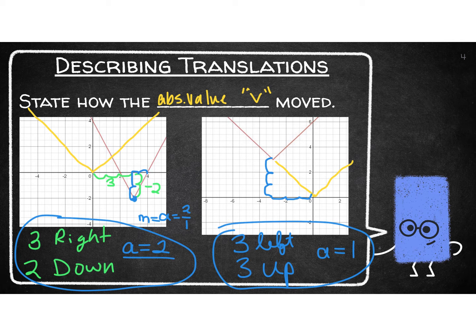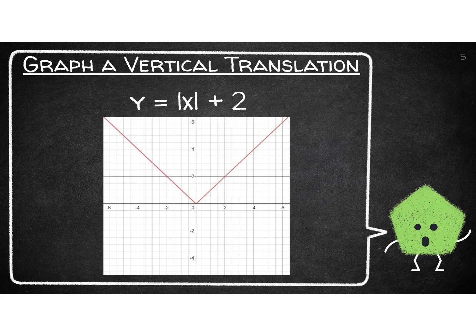So there you go. That's how you would describe what happened. So you're changing the V somehow and describing how it changed. For this next example, we are just going to draw the translation. We have our original parent function, y equals absolute value of x, this red one. And I want to move up 2. So up 1, 2, and then my vertex is there. And the slope of my absolute value isn't going to change. So that's what it's going to look like.